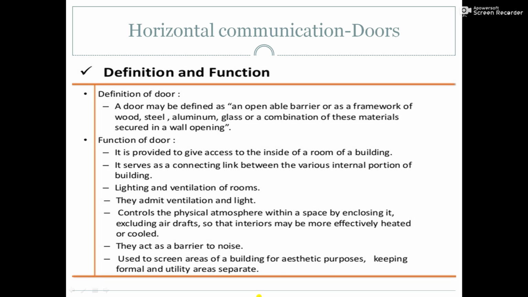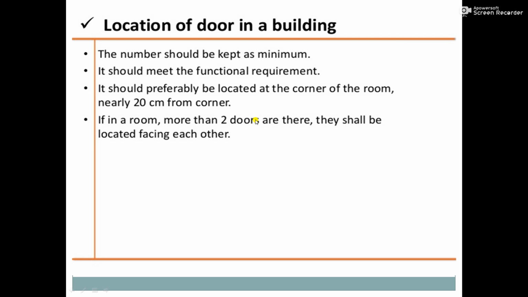Okay, and lastly, it is useful in keeping the formal and utility areas separate. Okay, now the next point, that is the location of the door in the building. The number of doors in a building should be kept to a minimum. It should meet the functional requirements. It should preferably be located at the corner of the room, nearly 20 cm from the corner. And if there are more than two doors in the room, they shall be located facing each other.